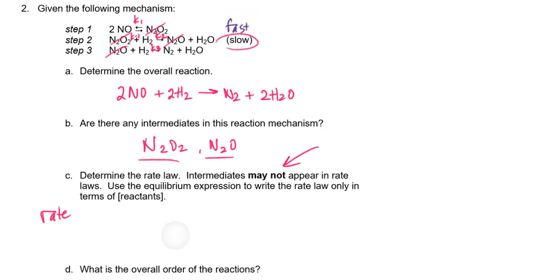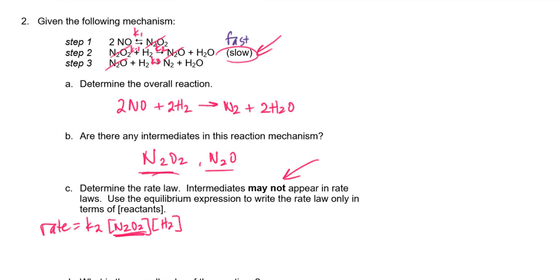The rate for the slow step should be k2 times N2O2 times H2 because of the molecularity of the rate determining step. But here, N2O2 is an intermediate, so I have to find a way to express the concentration of N2O2 in terms of other variables, especially variables that include the concentration of reactants that I can actually measure.